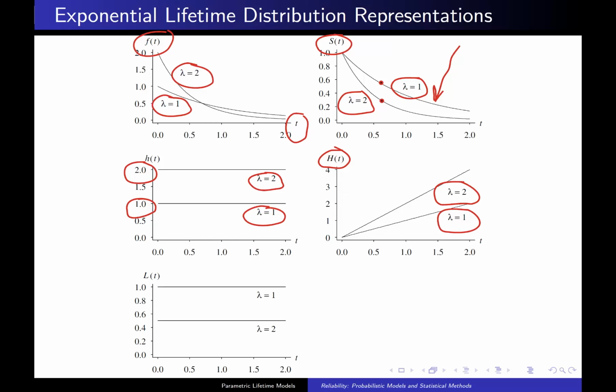Finally, for the mean residual life function L of t, in the case of a failure rate of 1, the mean time to failure will always be 1, and that's for a brand new item at time 0, but it's also for a used item here at, it looks like, time 1.1. However, for the item with a higher failure rate of 2, the mean residual life will be shorter, and in this case the mean residual life is the reciprocal of lambda, so it will be constant at 1/2.